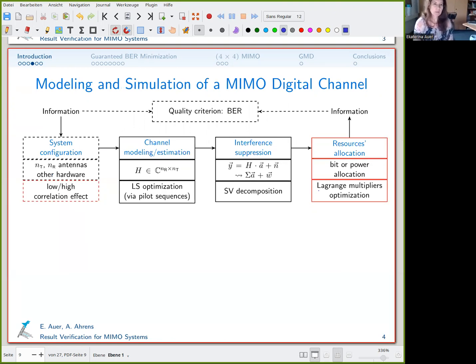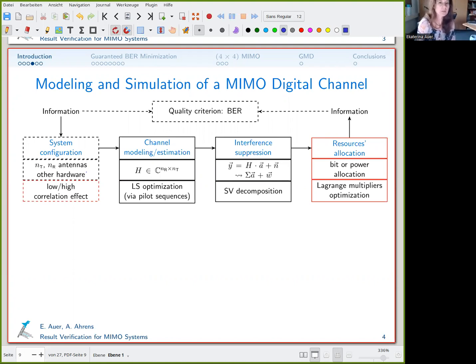So let's take a look at the general modeling and simulation of a MIMO digital channel. We are going to focus on this criterion of BER. And what steps are necessary to model and simulate such a channel? First, the system configuration needs to be decided on. So we specify the number of transmit and receive antennas, some other hardware maybe. And this is the stage where we need to look out for the correlation effect. Here we can have high or low correlation effect.